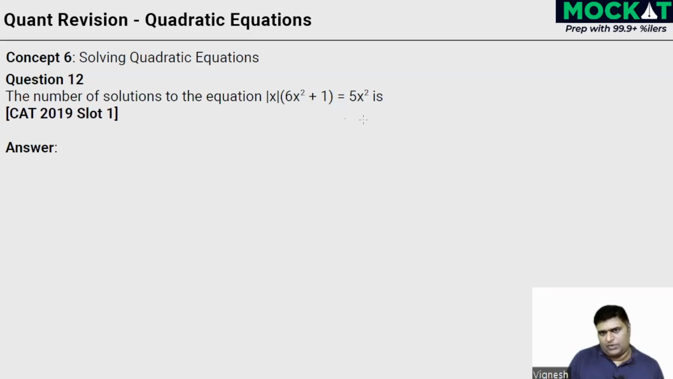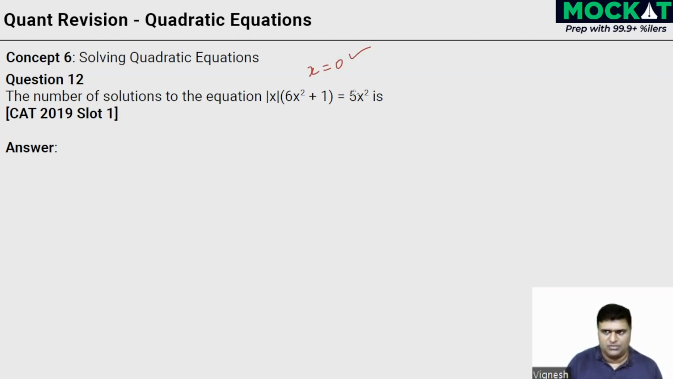So next up, what do we have here? The number of solutions to the equation modulus of x into 6x square plus 1 equals 5x square is going to be what? The number of solutions I want over here. The moment I see this to be an x multiple, this is also an x multiple, I can say straight away x equals 0 is a solution, right?